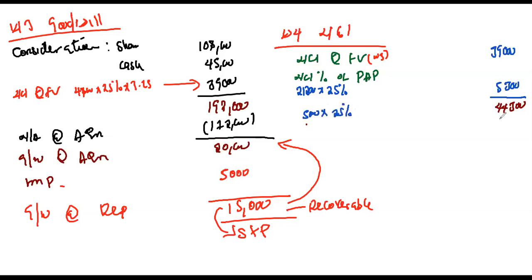How much do we have? 450. How much? 1,250. 1,250. So when we less the impairment from the NCI, what's the NCI at report?